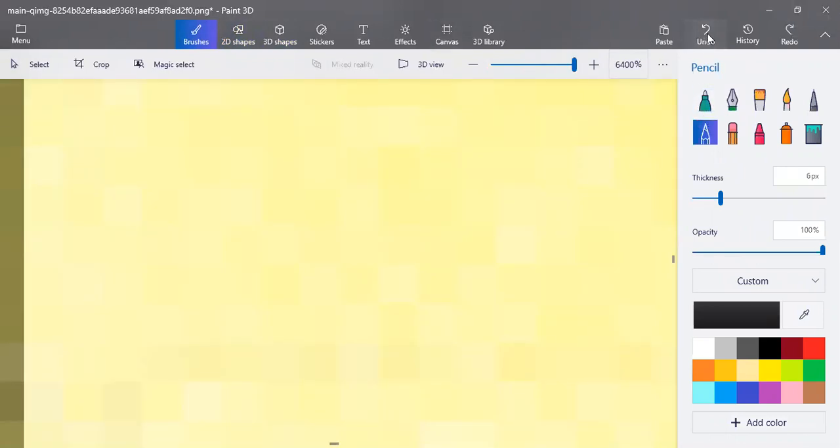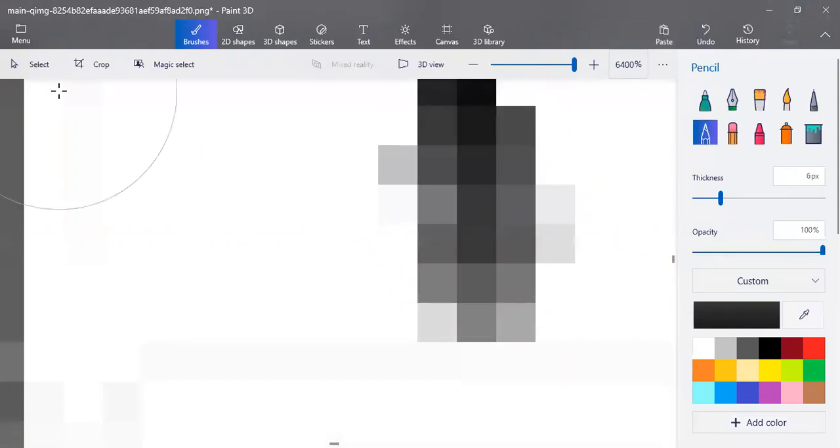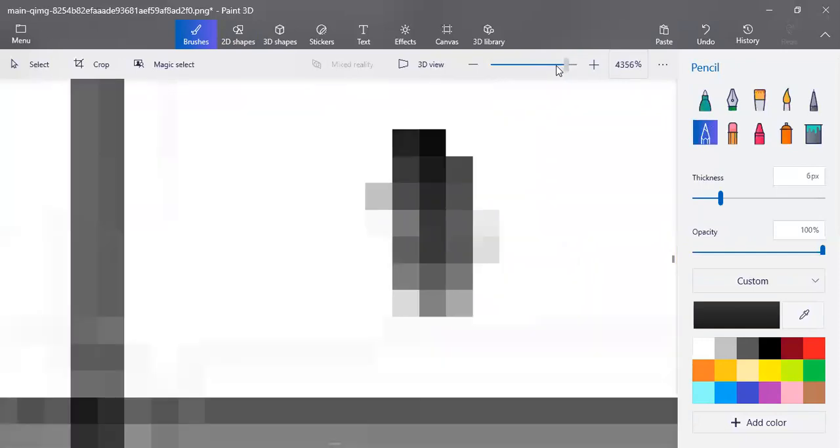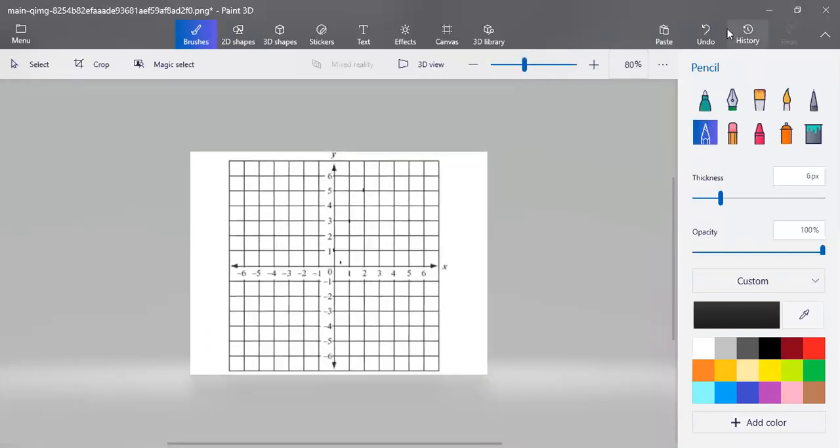What happened? Okay, it has zoomed to 6,400 pixels. Oof.